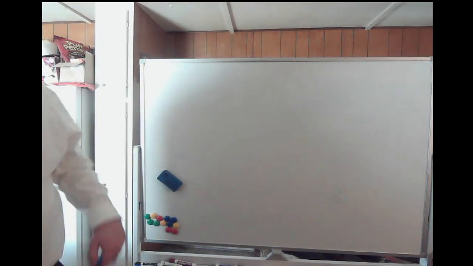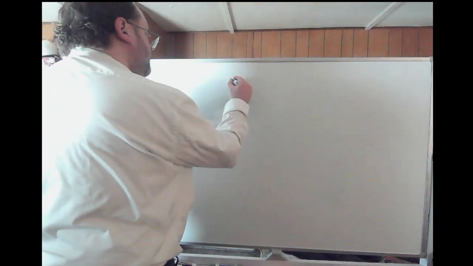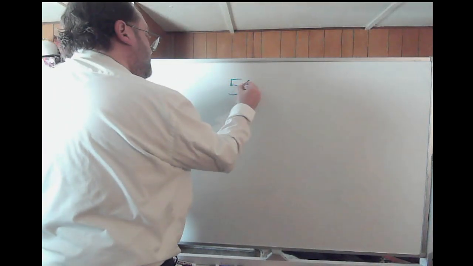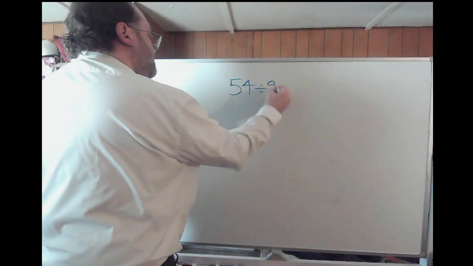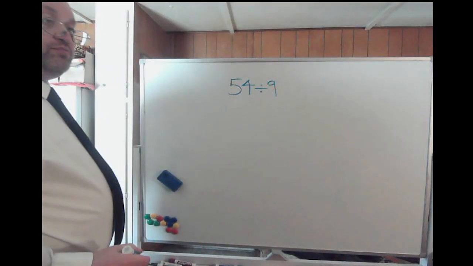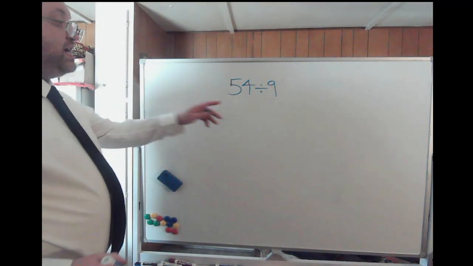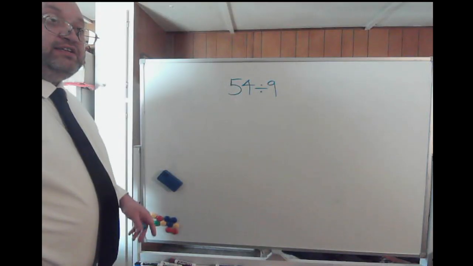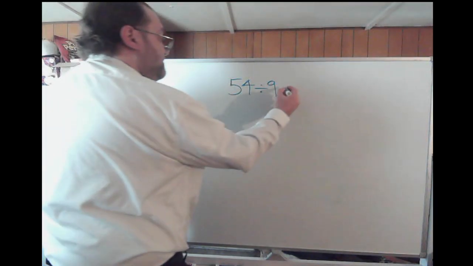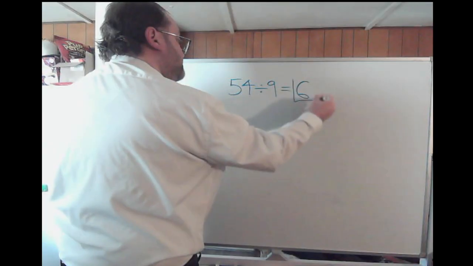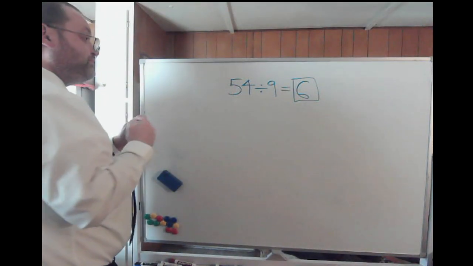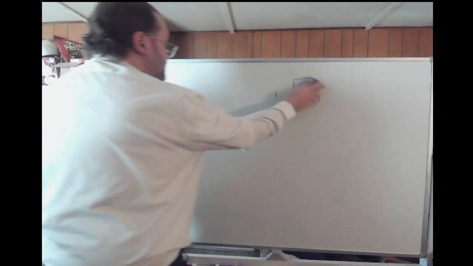Alright, let's do a few division problems here. Say we have 54 divided by 9. Well, this is a classic division problem. You just have a positive divided by a positive. That's going to give you a positive. So 54 divided by 9, that's 6. Your answer would be 6 for that. Easy enough, right? That's just your classic everyday division problem.